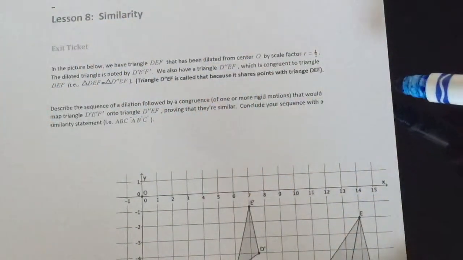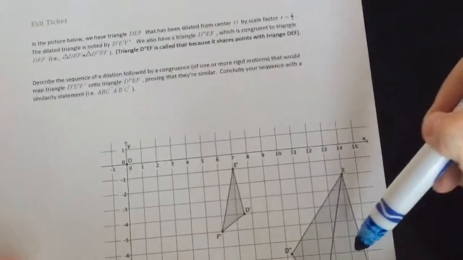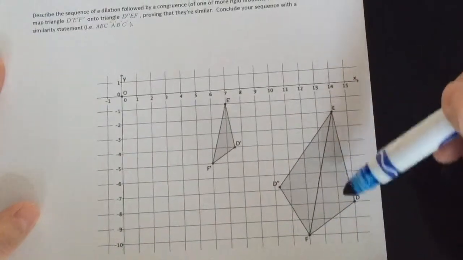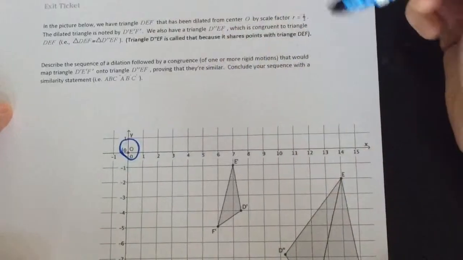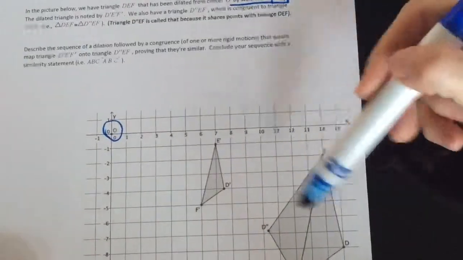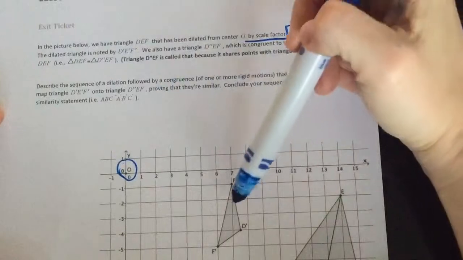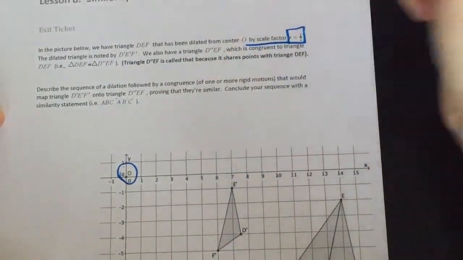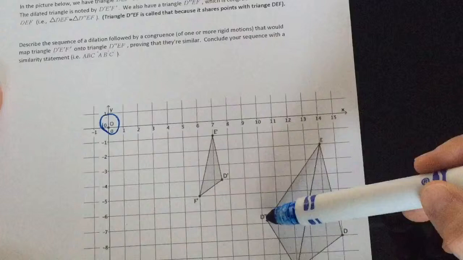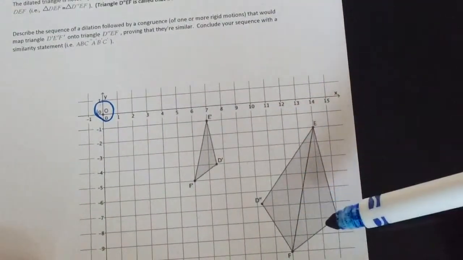All right, last question. You had a lot of information here, okay? The important information was that you have triangle DEF, which is this big one over here, and it's been dilated from center O, which is over here, by a scale factor of 1/2, okay? And that's why it went from big to smaller. And then we have this triangle D prime, E prime, F prime. And it says we also have triangle D double prime, E prime, F prime. Notice how it's connected to the original. And these two are congruent to each other.